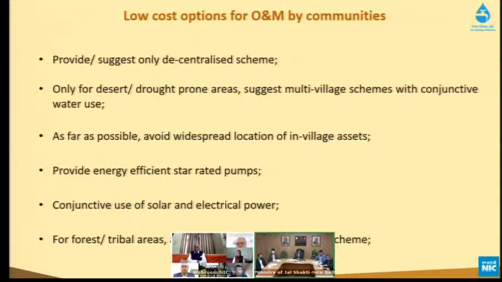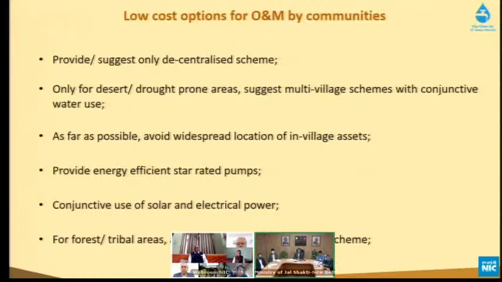We found that there is a long distance between your elevated service reservoir and the village. It may be located there for the purpose of gravity, but kindly ensure that the selection of sites is done in such a way that the cost is optimized. Provide energy efficient star-rated pumps, and conjunctive use of solar and electrical power.